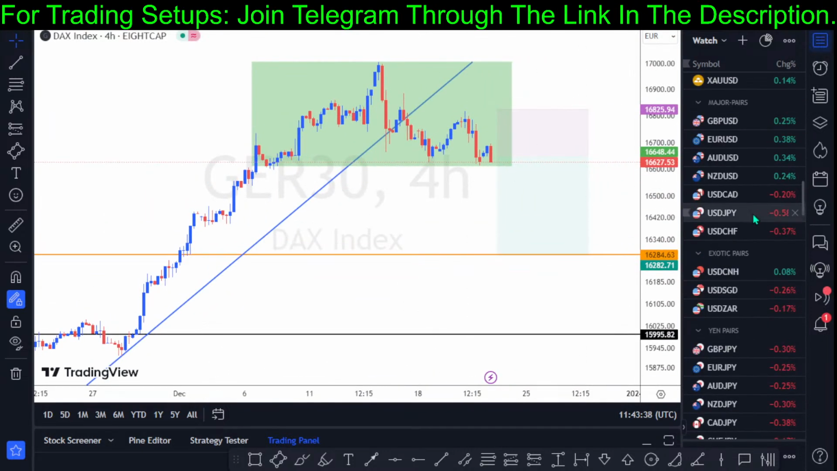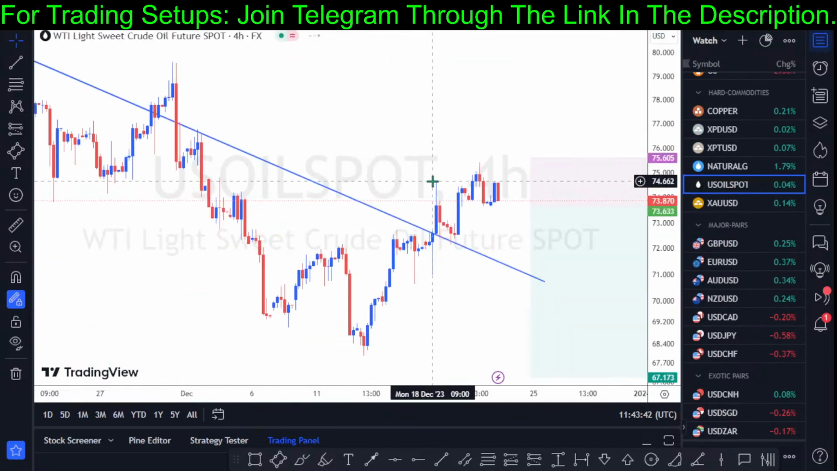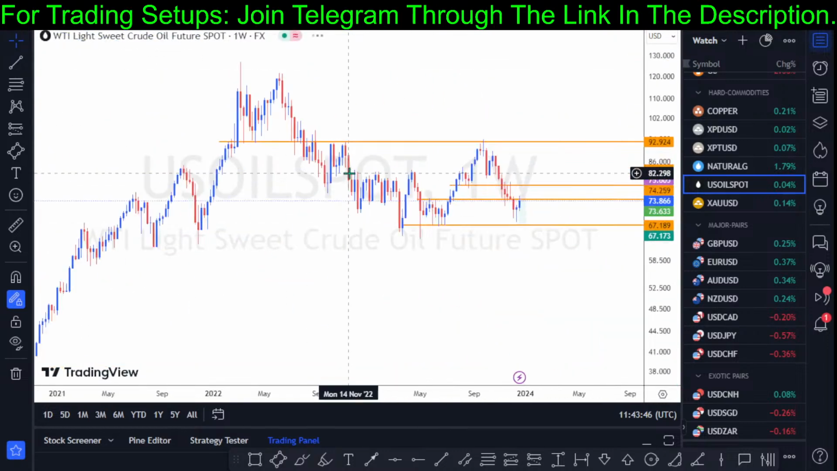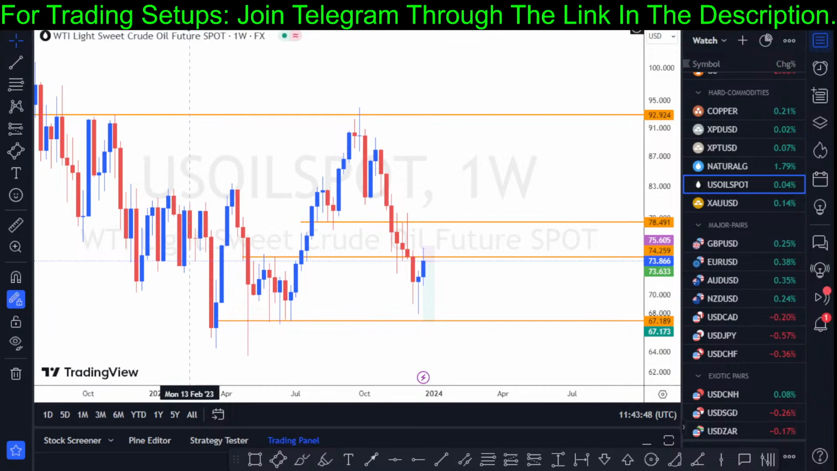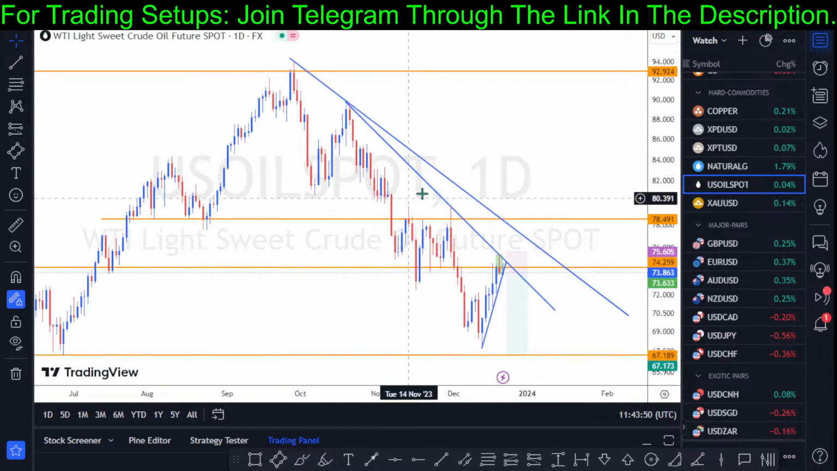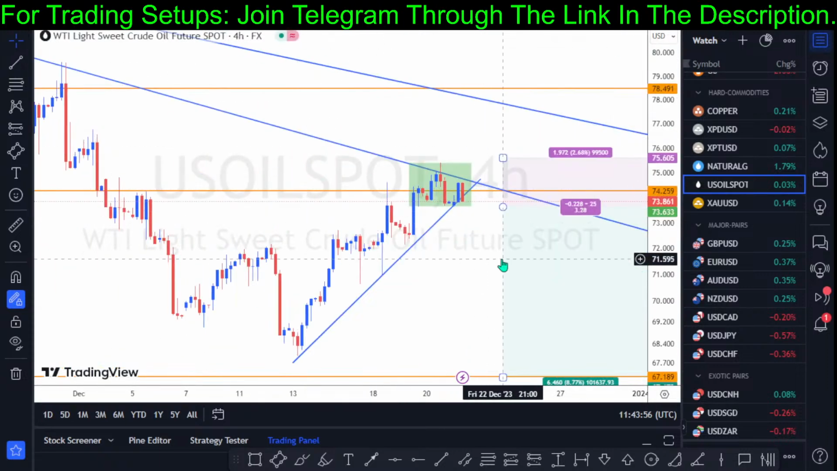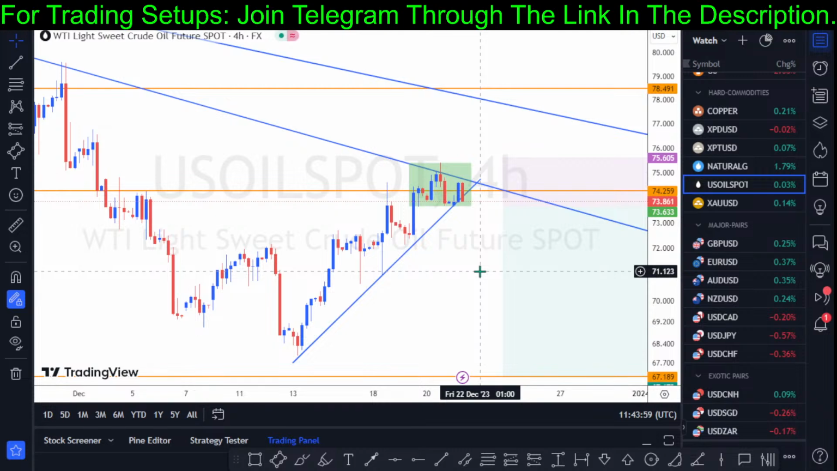No one can tell the exact point of reversal. But on US oil, the market is already bearish. You can see that on the weekly chart. The market is bearish, and the day chart gave us a pin bar, and the 4-hour chart too. So that's why I prefer US oil to German 30. Instead of trading German 30, I would prefer to take US oil, right?